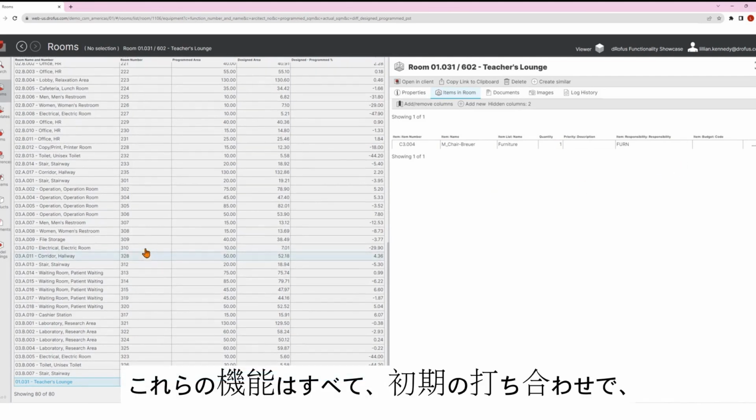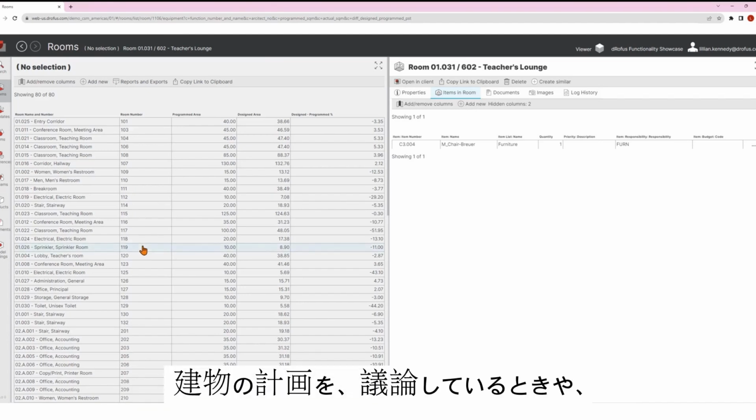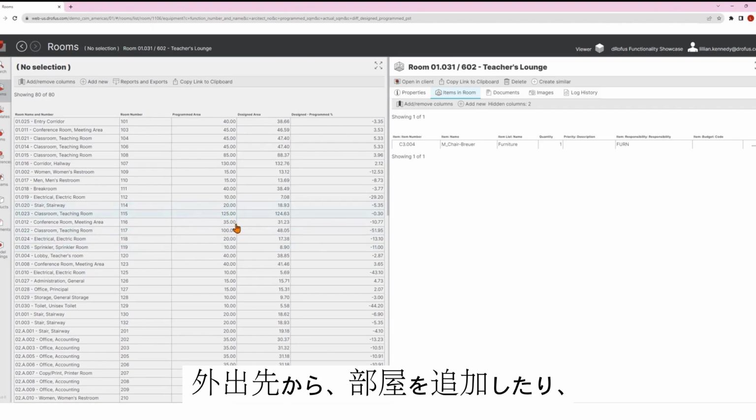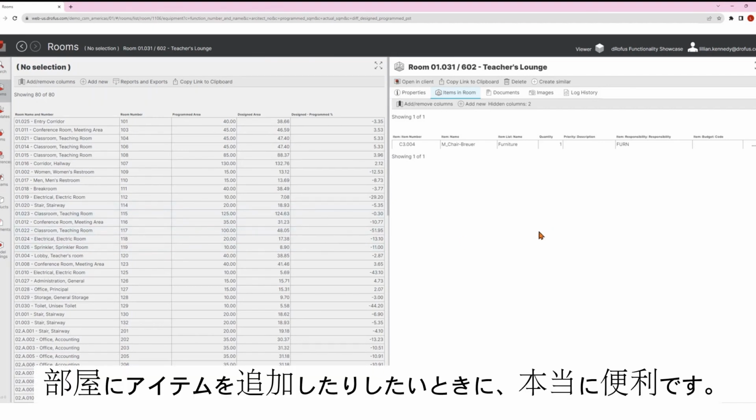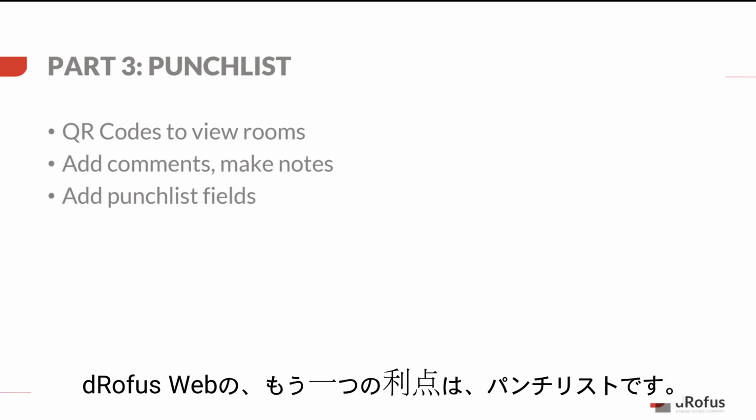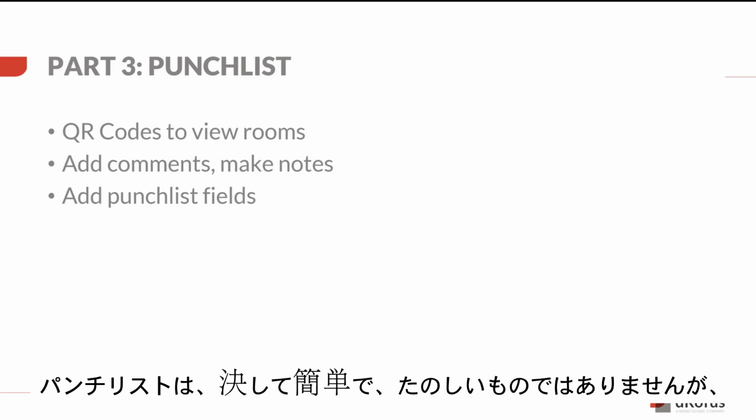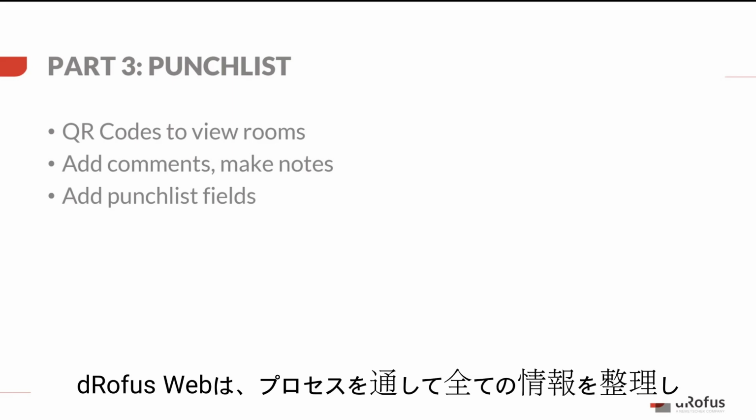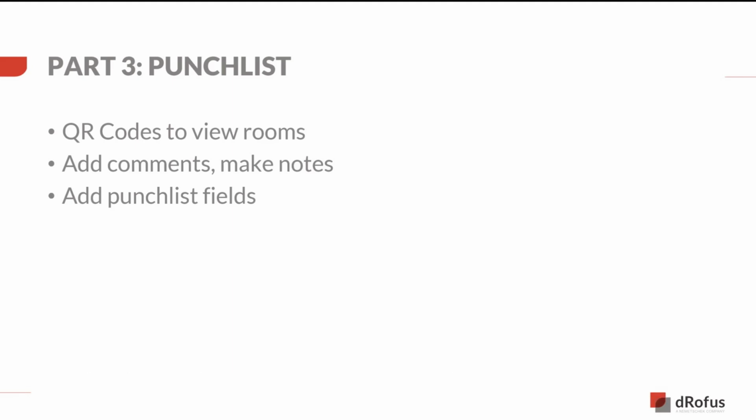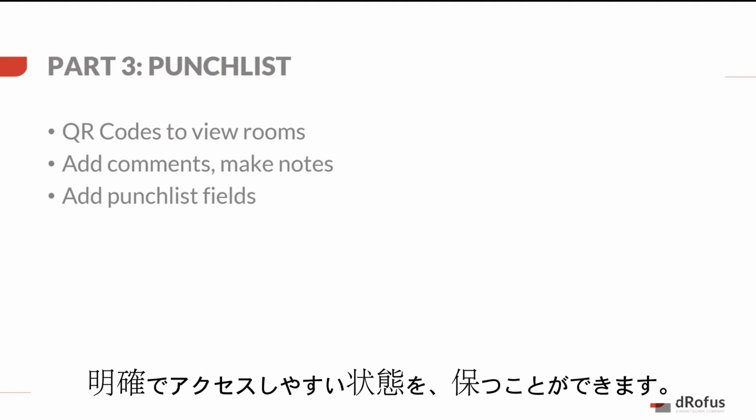All of these features are really useful for when you are discussing the plan for the building in early meetings and you want to be able to add rooms and add items to rooms on the go. Another way that dRofus Web is incredibly useful is when it comes to punch list. Punch list is not an easy nor a fun time in a project, but dRofus Web can help you organize all of your information throughout the process to keep it clear and accessible.